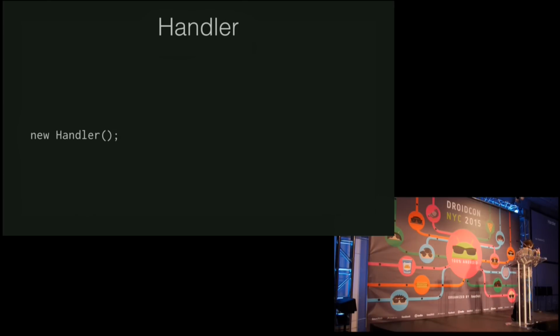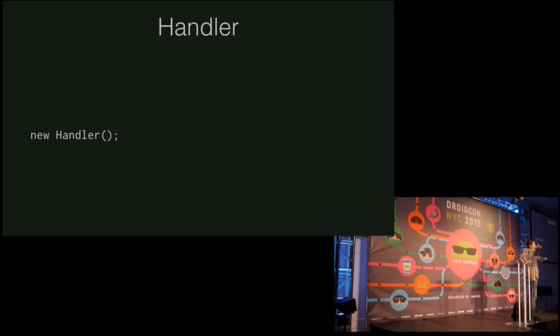And to me, this is one of the things that is always a little confusing when I see this, because you have to think, what looper and MessageQueue is this handler attached to? It's just a new handler. Anybody know which MessageQueue or looper this would be attached to? Yeah. So, the thread that this was executed on.